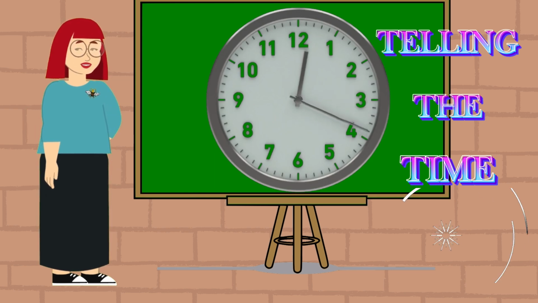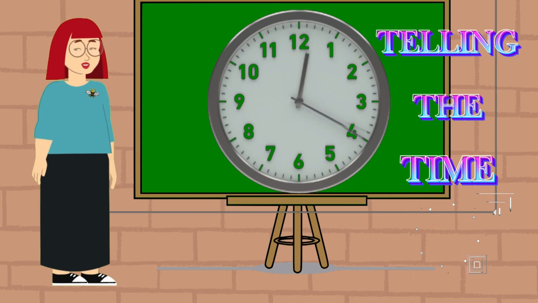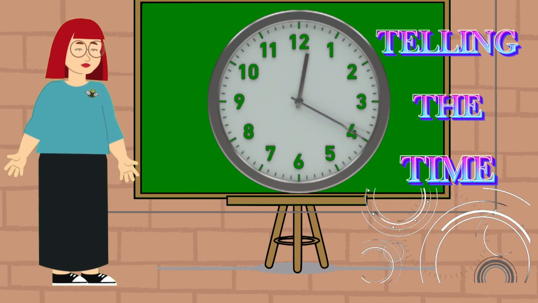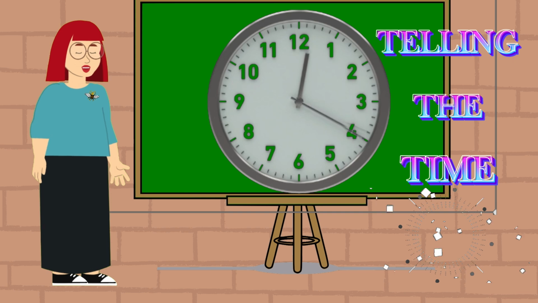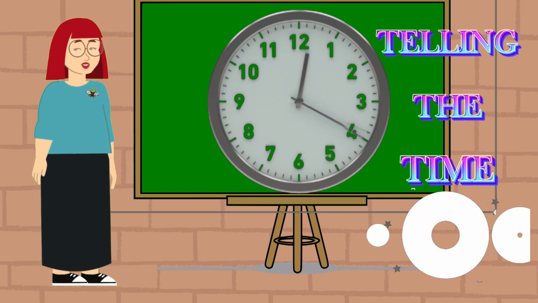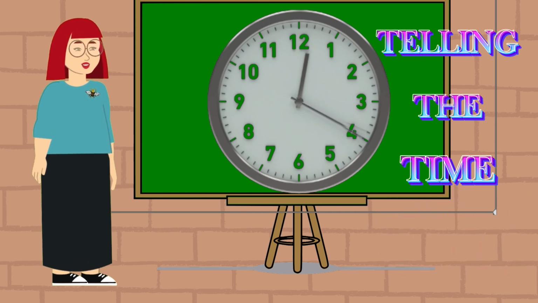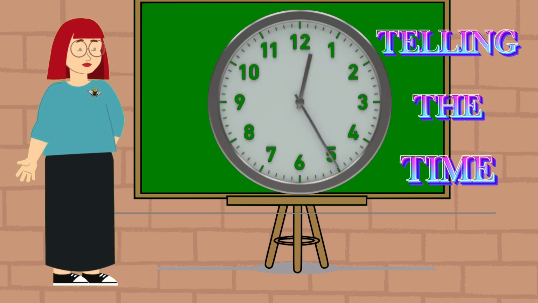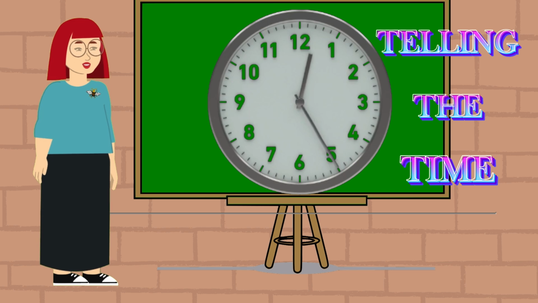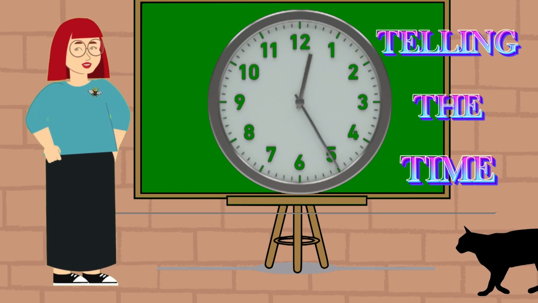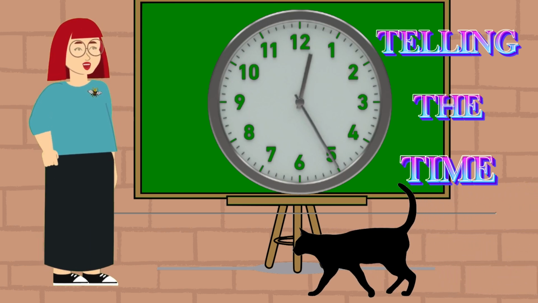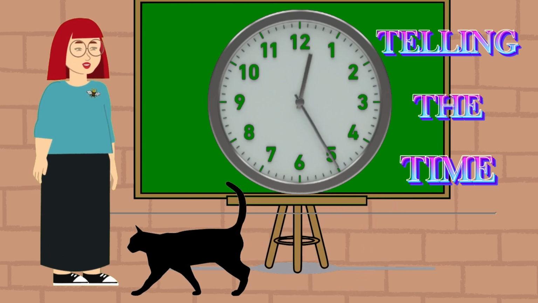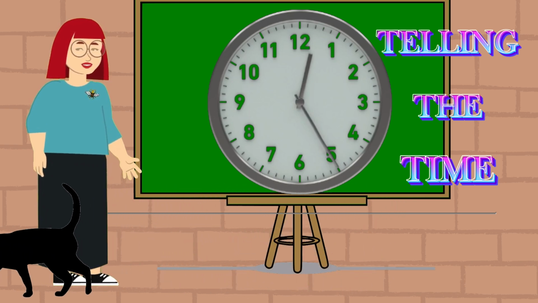Now, the long hand has moved to the number 4. This means it's 20 minutes past 12. We say 12:20. Can you say it? 12:20. Great job! Here's the next step. The long hand is now pointing at the number 5. This means it's 25 minutes past 12. We say 12:25. Say it with me, 12:25.